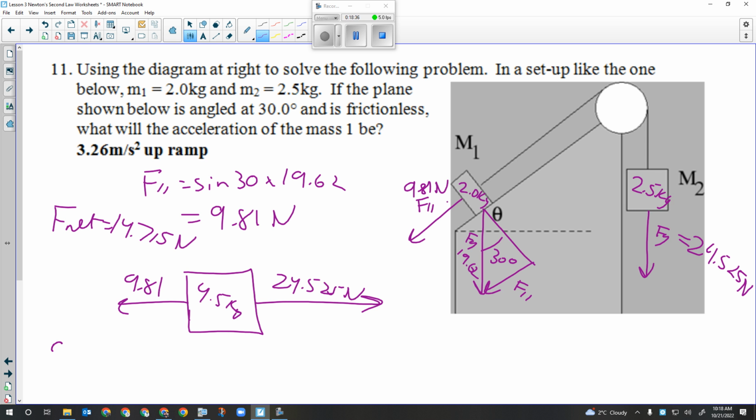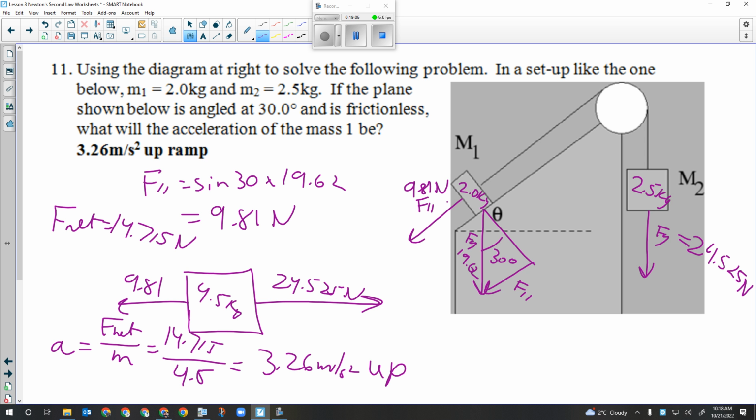Okay, can I get the acceleration now of mass 1? By calculating the acceleration of the whole thing, exactly, and that's the trick, right? F net over m, so 14.715 divided by 4.5 kilograms, because that's what's happening here, okay? And that is going to give us our 3.26 meters per second squared up the ramp, because they asked about mass 1. So we can give the direction up the ramp.